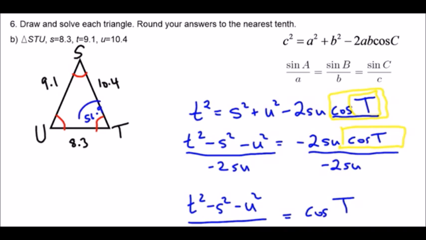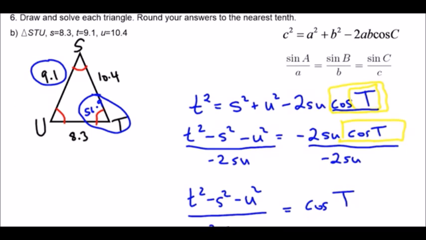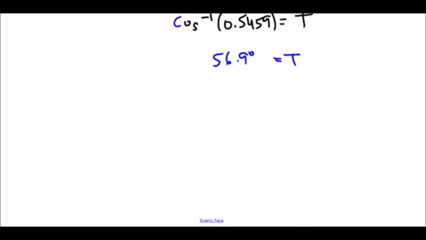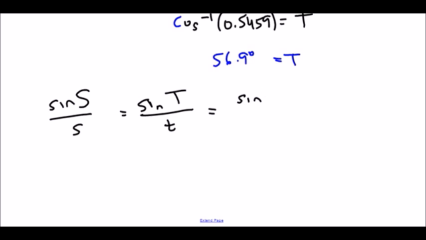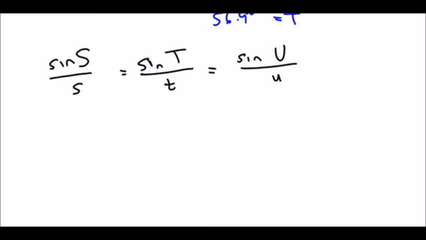And now that I know one of the angles along with its opposite side, now I can use the sine law to find the rest of the sides. Sorry, the rest of the angles. So to set up the sine law correctly, the one that I know is t, so I put that in the middle, sine t over t. And then sine s over s and sine u over u. Okay, so just two separate little proportions to solve for.